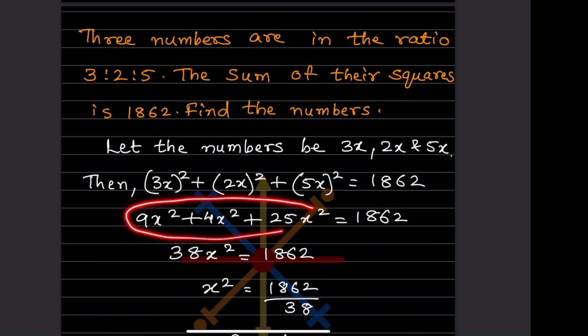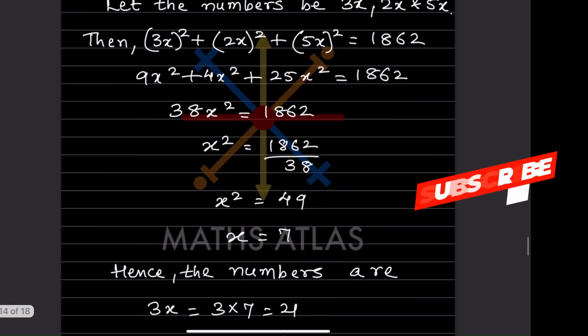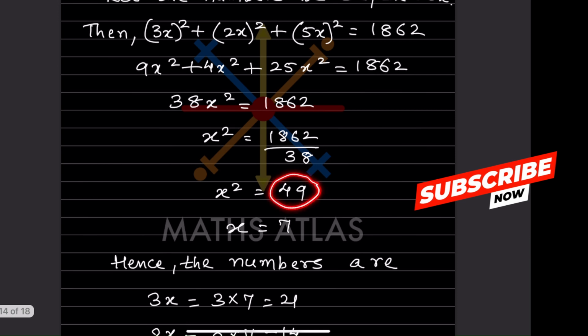So when you add this all, that is going to be 38x square, which is 1862. So x square is 1862 divided by 38. This is multiplication, so it is going to get divided. When you divide this number with this one, that is going to be 49. So you know that 49 is a perfect square. When you take the square root of both sides, you will get x is 7.